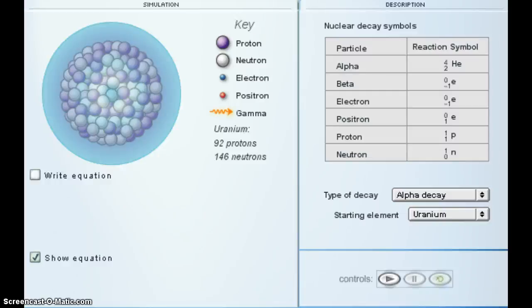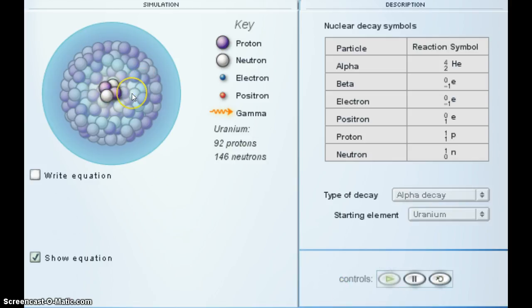Alright, so this screencast is about nuclear decay. We're going to talk about 4 kinds of nuclear decay, starting with alpha decay and the element uranium-238. So if you watch the equation down here, we'll explain what you see happen in the simulation up here.